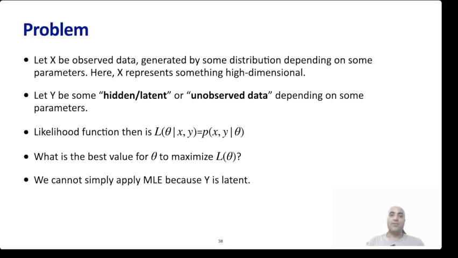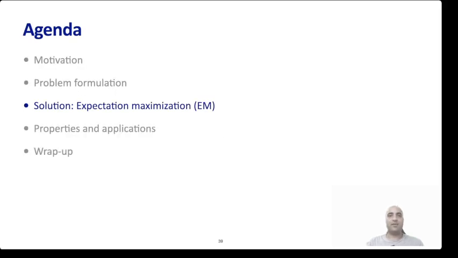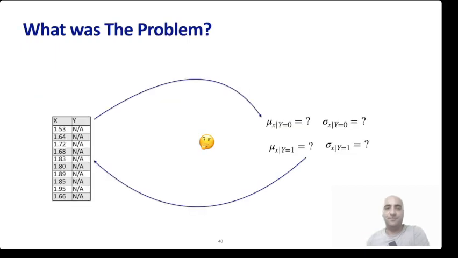Our goal is to find the likelihood function of the theta parameters given the whole set of data that we have, meaning the joint of X and Y. How can we find the best value for theta to maximize L theta? Normally we should apply maximum likelihood estimation, but we cannot apply MLE because variable y is latent here. Now that we know where this problem happens, we can apply expectation maximization as the solution. So here is the status of the problem.